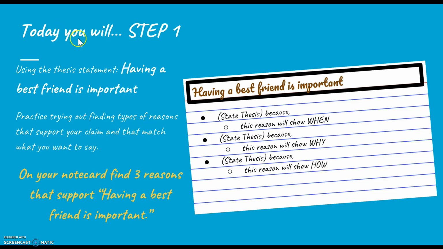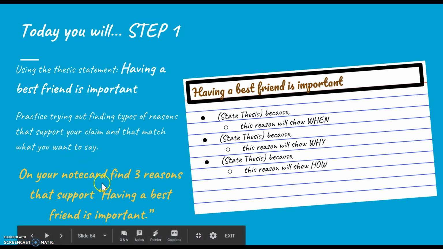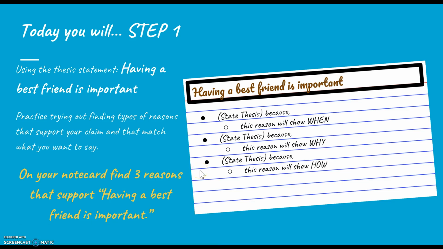So today what you are going to do is using this thesis statement, having a best friend is important, you are going to practice finding types of reasons that support your claim that match what you want to say. So on your note card, you are going to find 3 reasons that support having a best friend is important. Remember to restate the thesis and write because, then give me a reason that shows when, give me a reason that shows why, and give me a reason that shows how. This is all going on your note card.